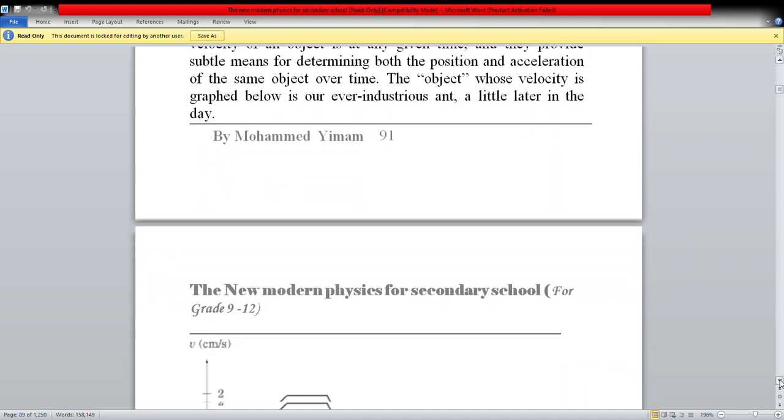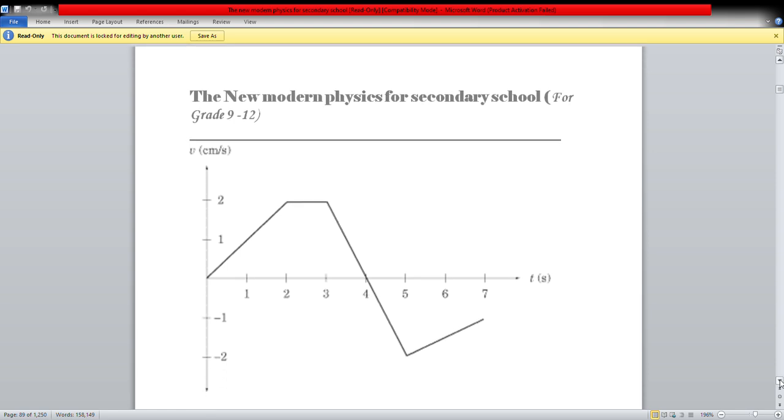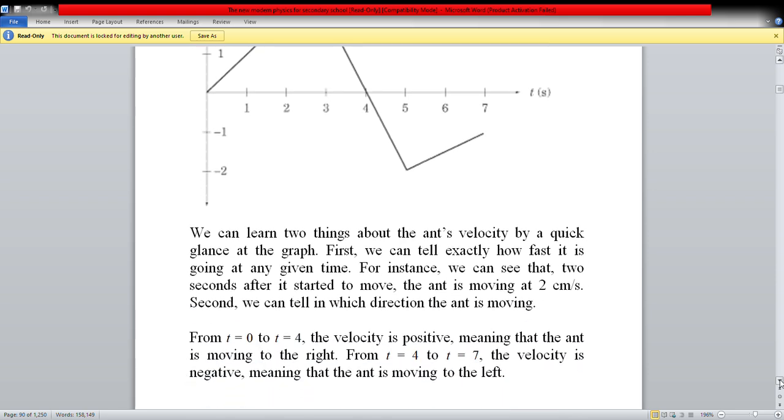The first one, look at the velocity in centimeter per second and time in seconds, so we can calculate the total area and the slope. The slope is the acceleration, the area is the displacement. Okay, from this graph.